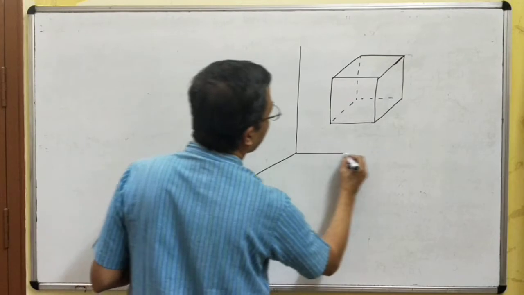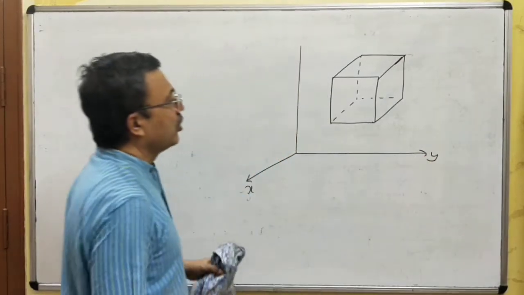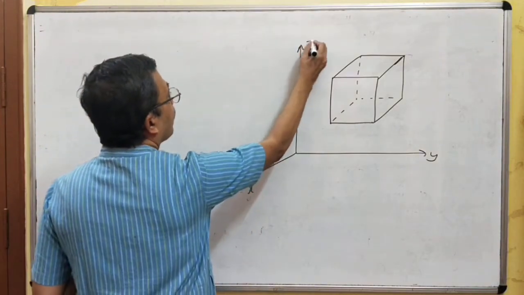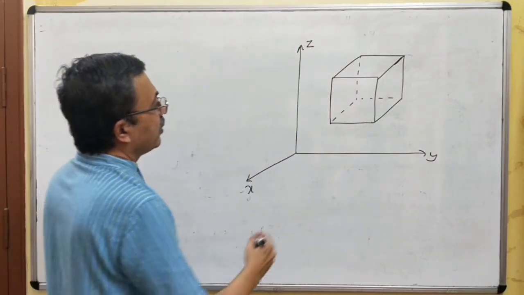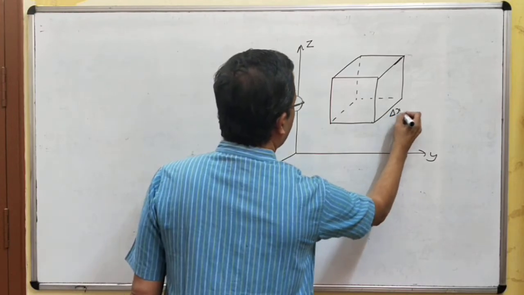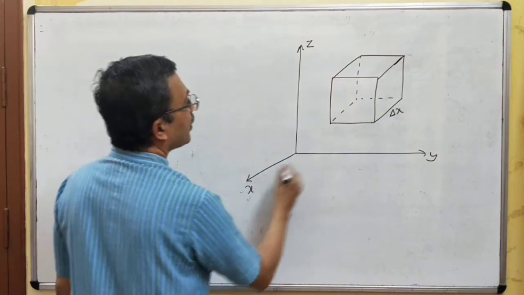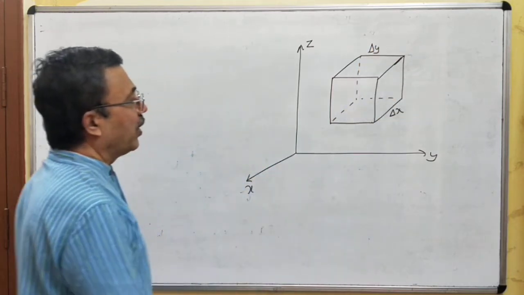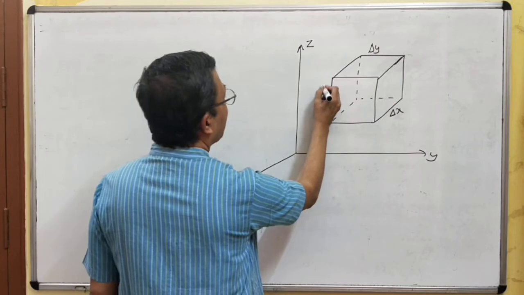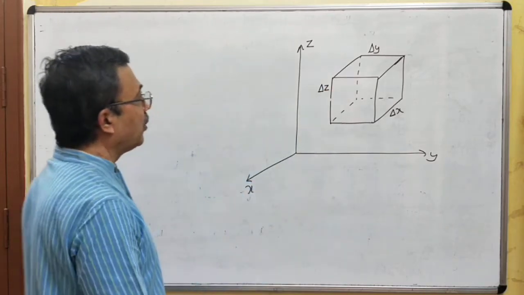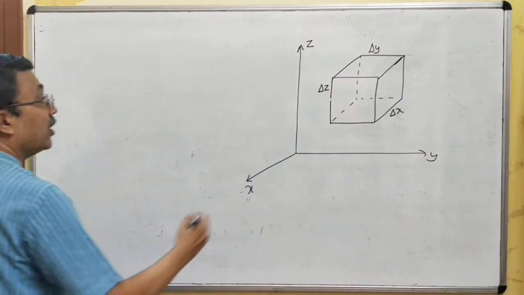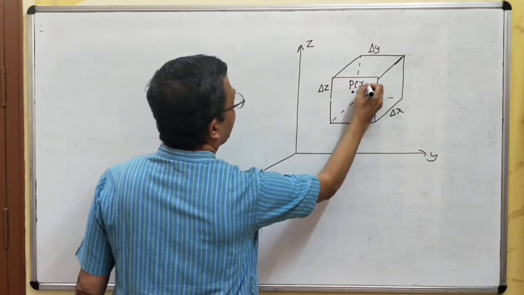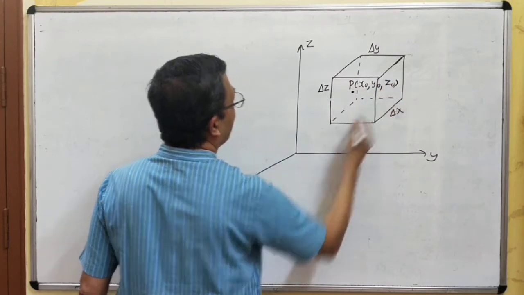This is x-axis. In the previous case, I took the origin at one of the corners. Now we'll take a generalized one, x, y, z. Delta x is the length parallel to x-axis. Delta y is the length of the elemental volume parallel to y-axis. Delta z is the length parallel to z-axis. P is the midpoint of the volume, which is having the coordinates x0, y0, z0.